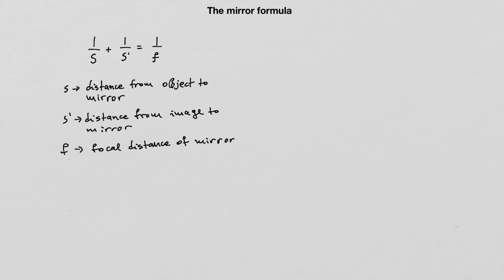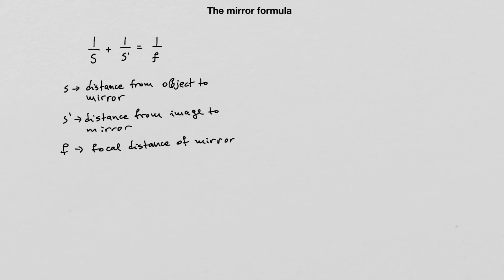The mirror formula reads that 1 divided by S plus 1 divided by S prime is equal to 1 divided by F, where S is the distance from the object to the mirror, S prime is the distance from the image to the mirror, and F is the focal distance of the mirror. Now there are certain rules for the focal distance, the distance from the object to the mirror, and also the magnification of the mirror.